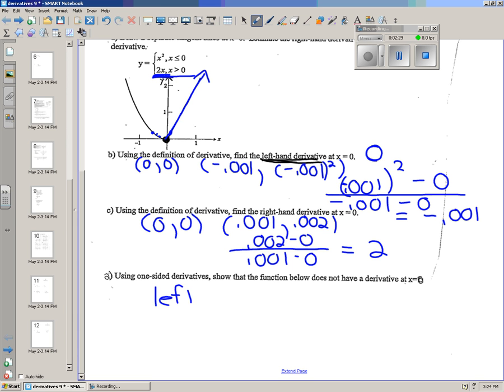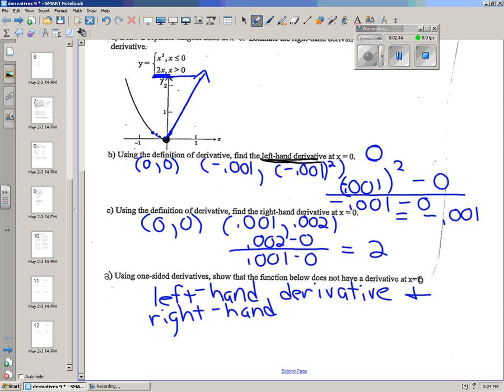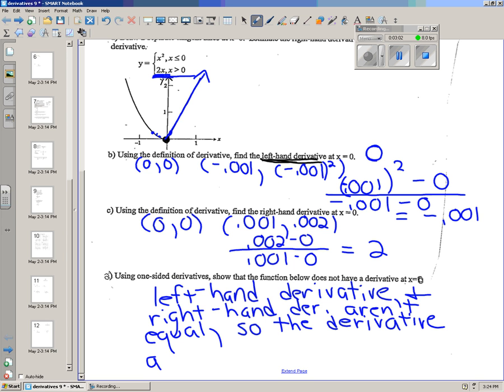The left-hand derivative and the right-hand derivative are not equal. So the general derivative doesn't exist, and what we would just call the derivative. So the derivative at x equals 0 does not exist, or DNE. And another way of saying that would be to say that we're not differentiable.